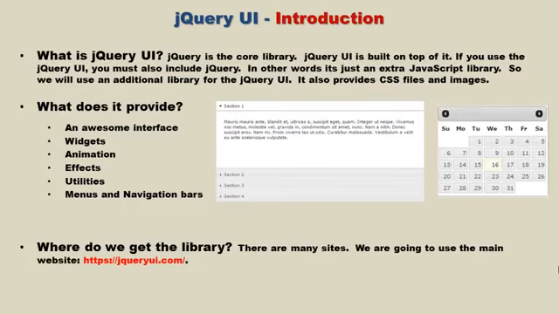Now, where do we get this library? Well, there are many different sites. We are going to use the main website, which is jQueryui.com. And that is the oldest one and probably the most respected one. But there are other libraries out there. You can do a Google search and you'll find many other different libraries. But we're going to start out using jQueryui.com.